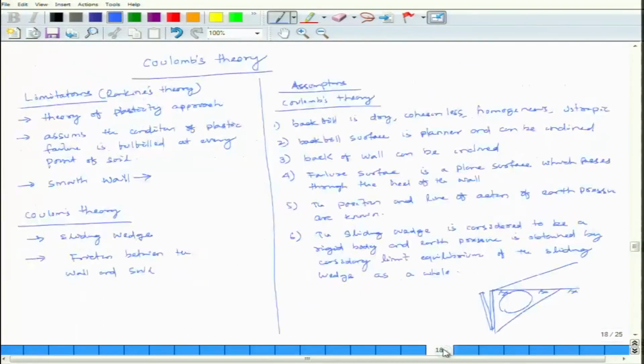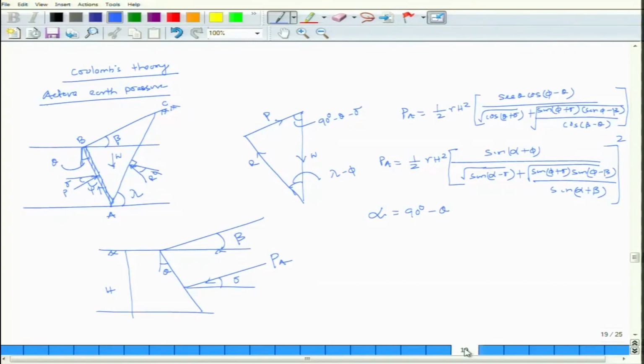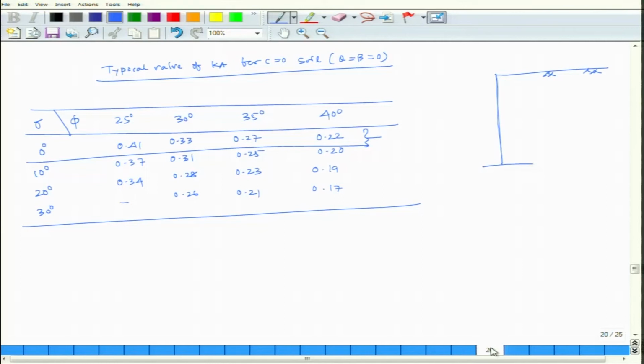Then I have gone through your Coulomb's theory, what are the limitations of Rankine's theory, then Coulomb's theory, what are the assumptions, how the free body has been drawn, this is a planar wedge, and the force equilibrium from there Pa has been calculated. Then a typical value of Ka as per Coulomb's theory for C equal to 0 soils and theta and beta equal to 0. This is what your earth pressure theory is, it is over.